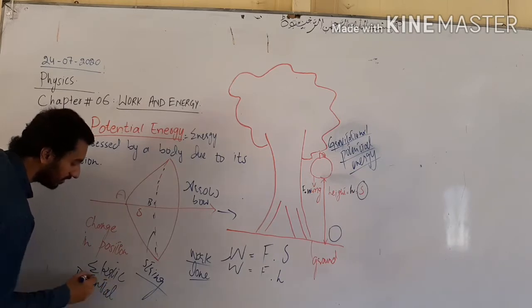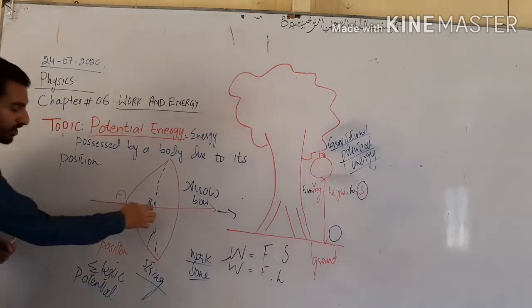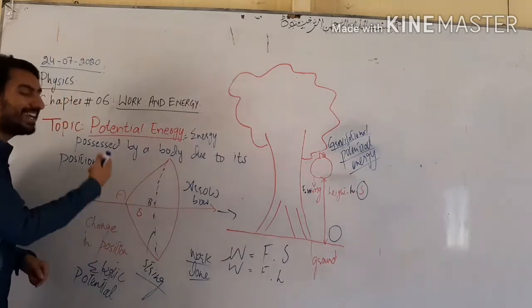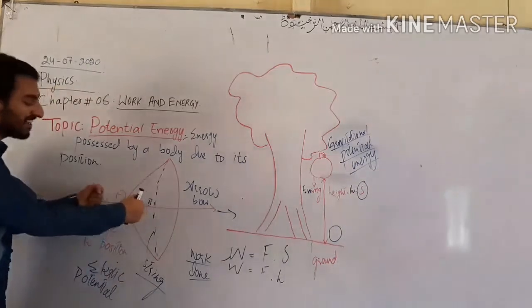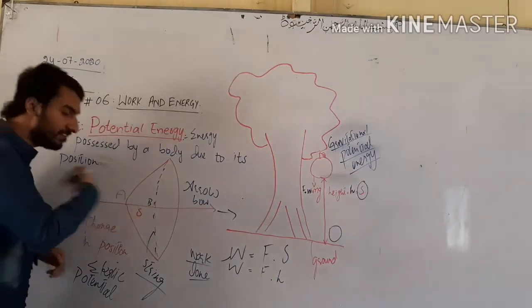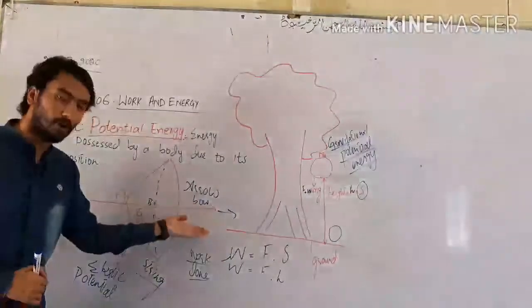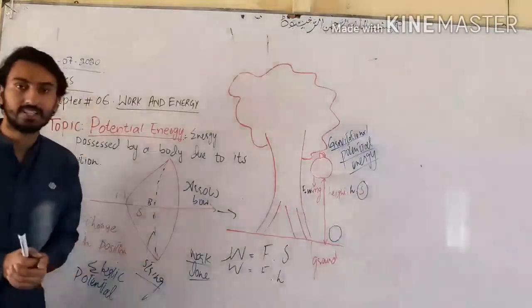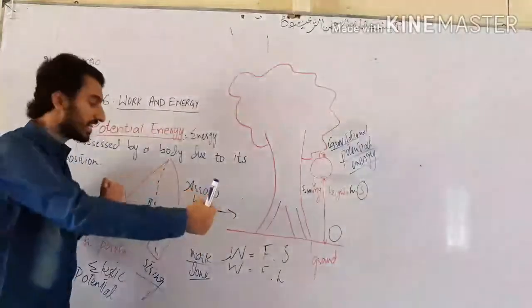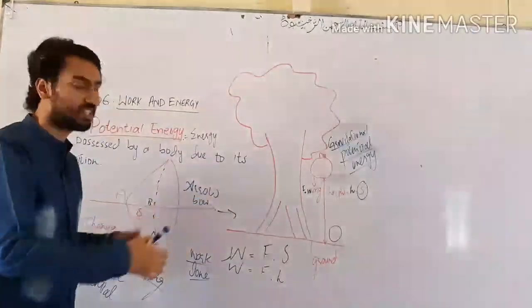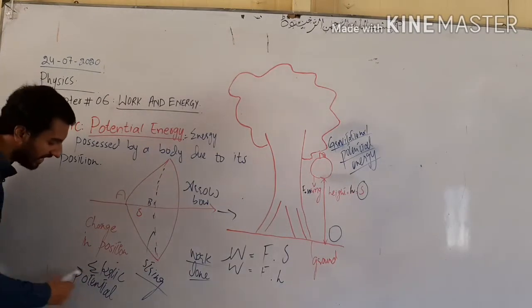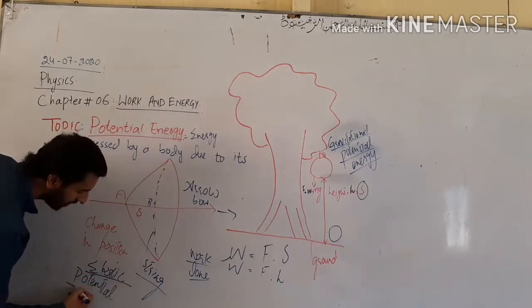Because in this case, its position is changed, and its position is changed due to elasticity, because the string is elastic in nature. So when we release, the string comes back to its original position and it delivers its energy to the arrow. So now what kind of energy is this? Because the string is elastic, this energy is given to the arrow by the elasticity of the string. So this kind of energy is known as elastic potential energy.